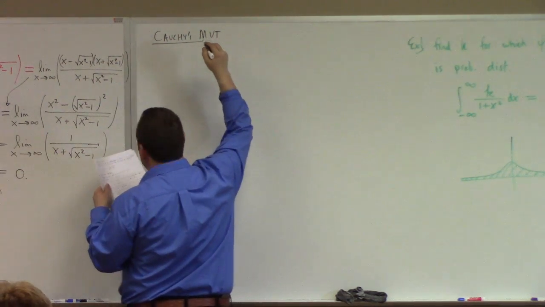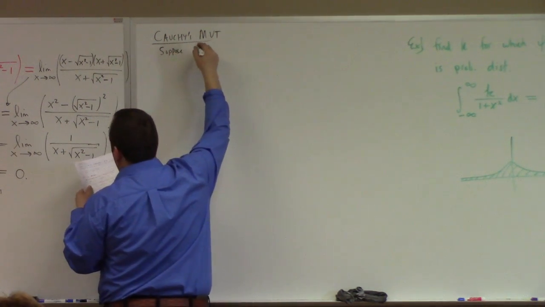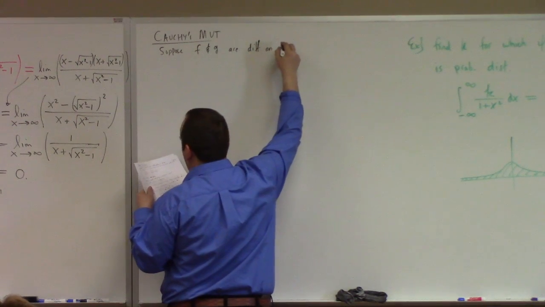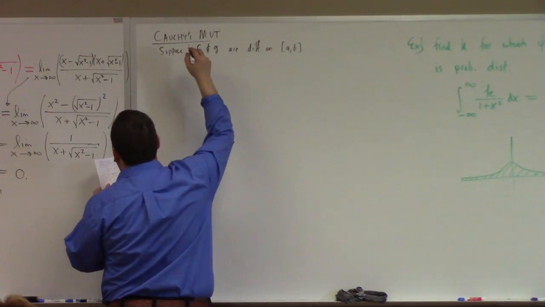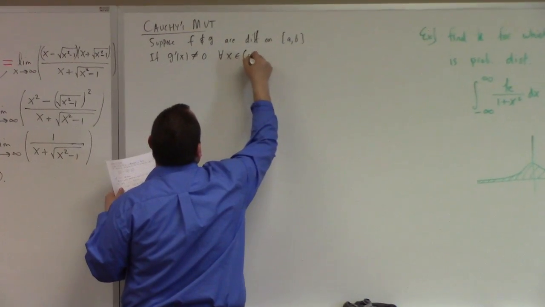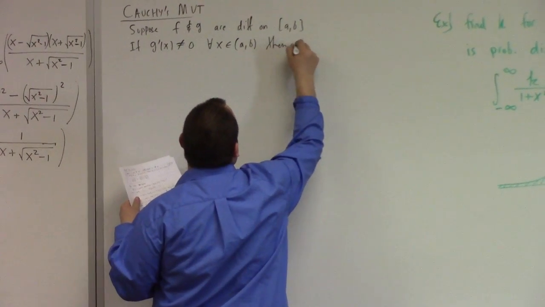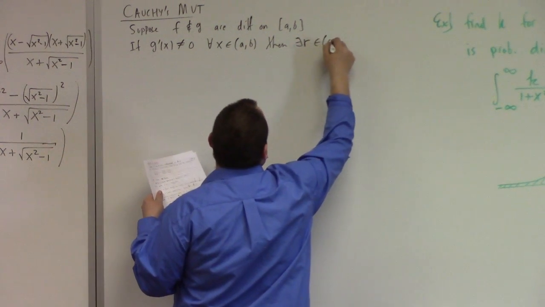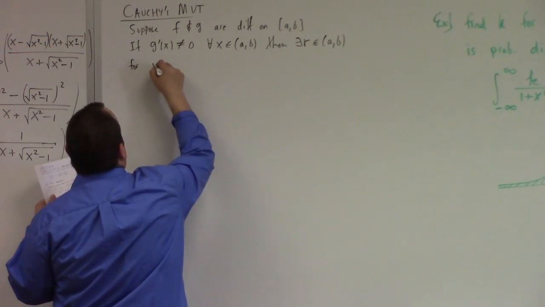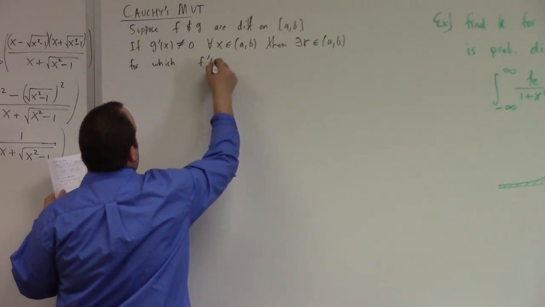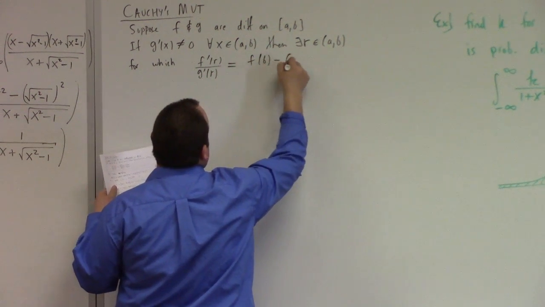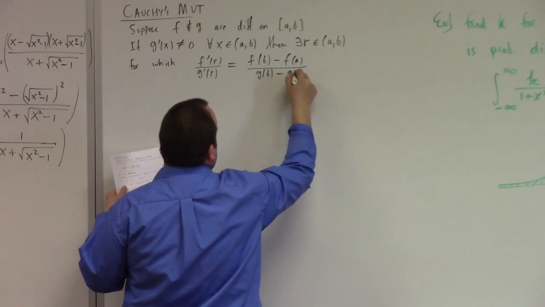Cauchy's mean value theorem. All right, so suppose f and g are differentiable on the closed interval a to b, and we also suppose that g prime of x is not equal to 0 for all x in (a, b). Then there exists an r in (a, b). There exists some number in the open interval a to b for which f prime of r over g prime of r is equal to f of b minus f of a over g of b minus g of a.